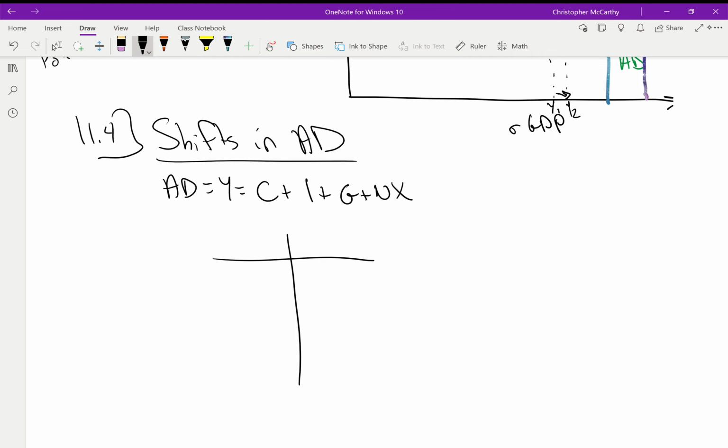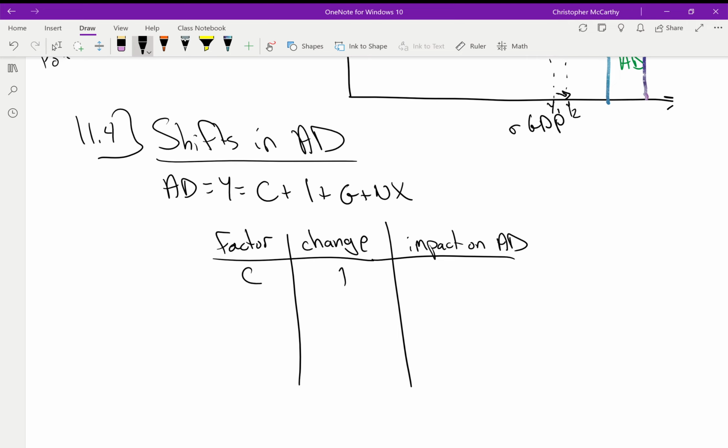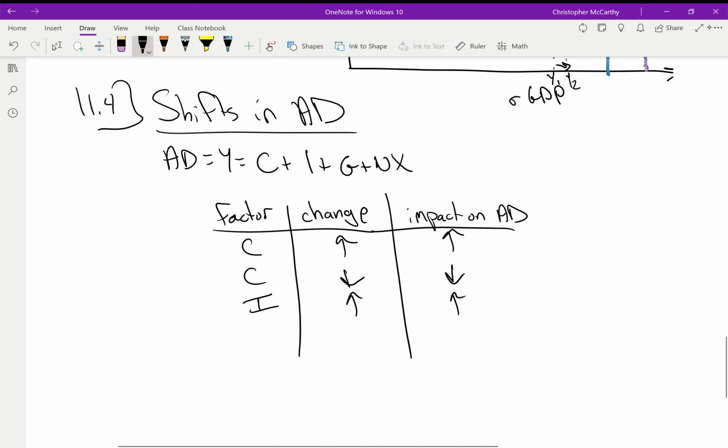And we can say factor, and then change, and then the impact on aggregate demand. But it's really simple. It's just a direct relationship, right? So if the consumption increases, the aggregate demand increases. If the consumption decreases, the aggregate demand decreases. Vice versa. The investment increases, aggregate demand increases. Government spending increases, so on and so forth.